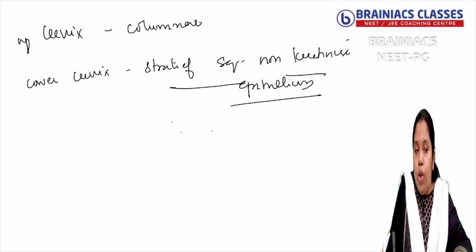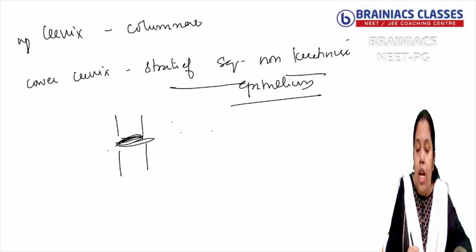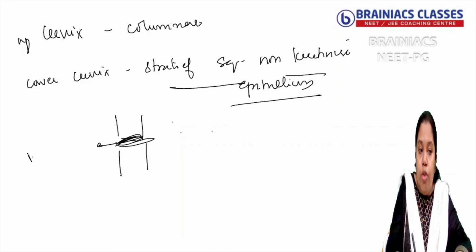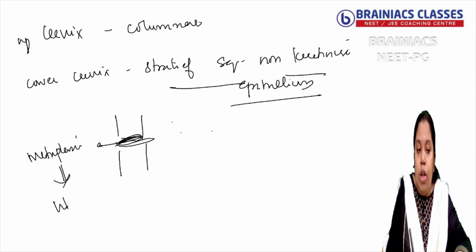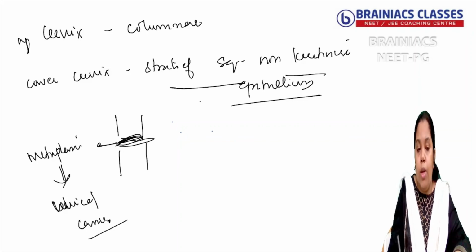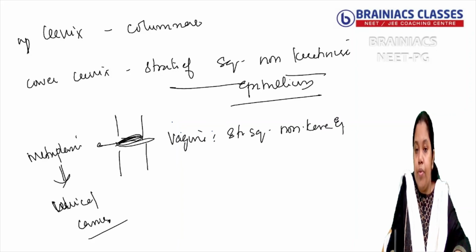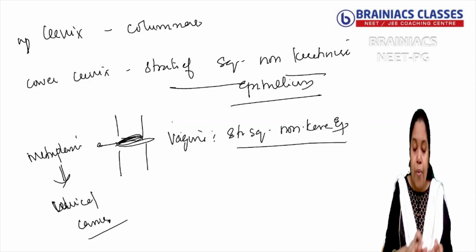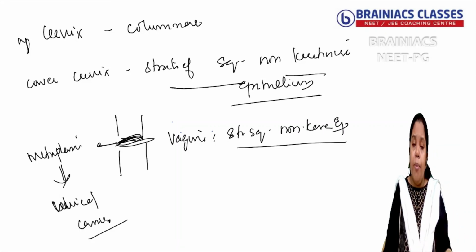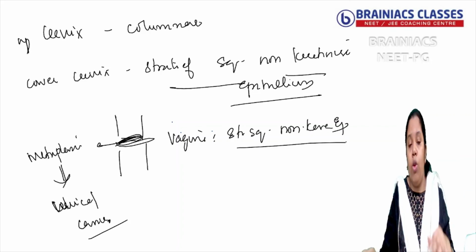Here also you have one zone, the transitional zone. At the junction of the upper and lower cervix you have the transitional zone, and this is the place of increased chance of metaplasia, which will lead to cervical cancer. So this is about the cervix. Then you have the vagina, which is lined by stratified squamous non-keratinized epithelium. So this is about the female system, male system, and the kidney. With this, we have completed the histology part. Thank you everyone.